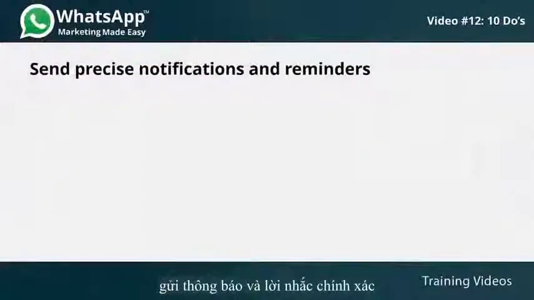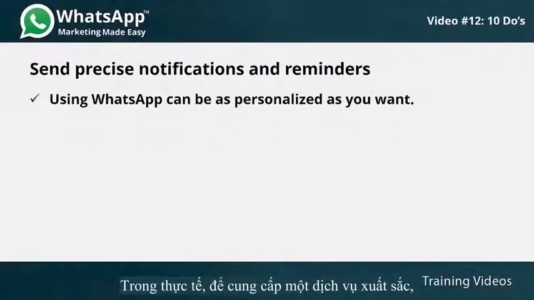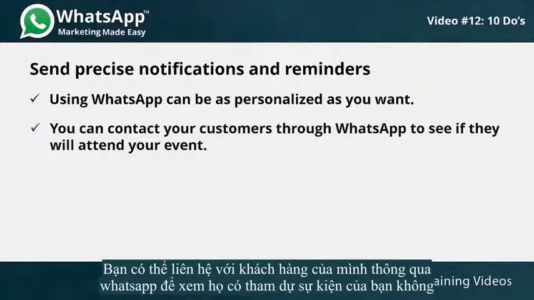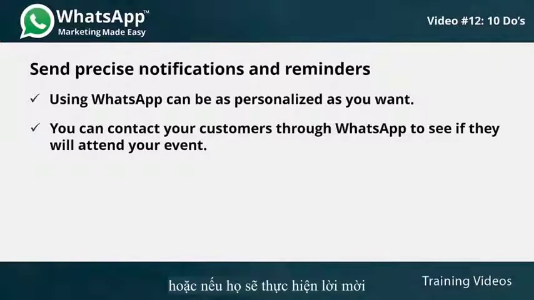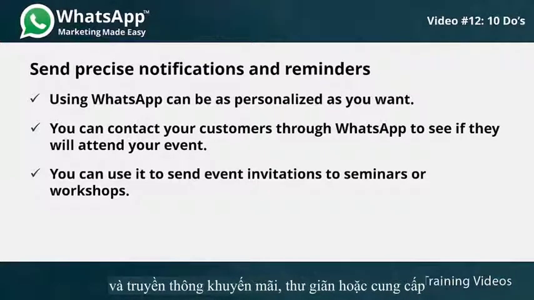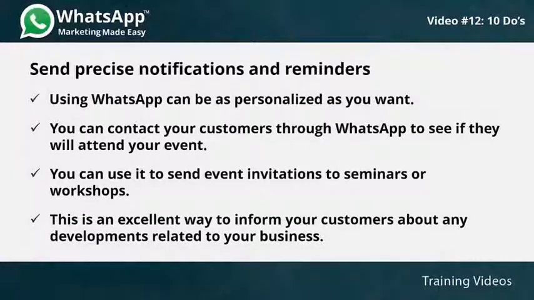Send precise notifications and reminders. Using WhatsApp can be as personalized as you want. In fact, in order to provide an outstanding service, the best option is writing direct messages to each client. You can contact your customers through WhatsApp to see if they will attend your event, or if they will make a reservation. You can use it to send event invitations to seminars or workshops, and communicate promotions, releases, or offers. This is an excellent way to inform your customers about any developments related to your business.